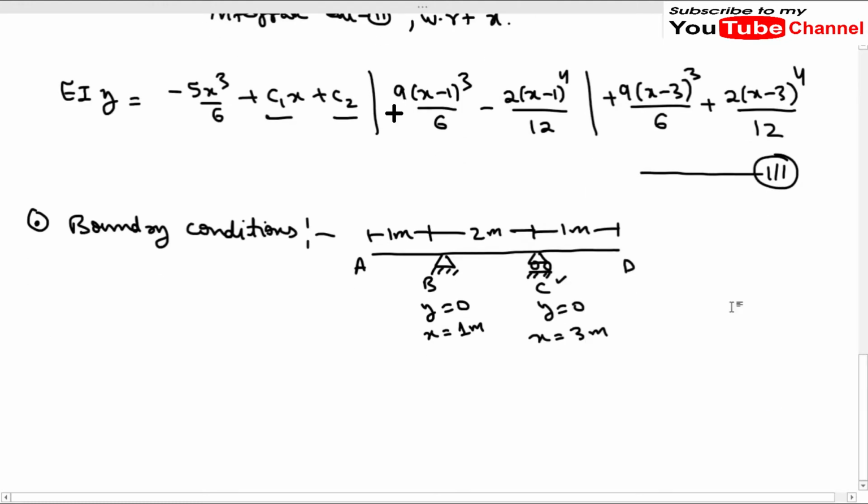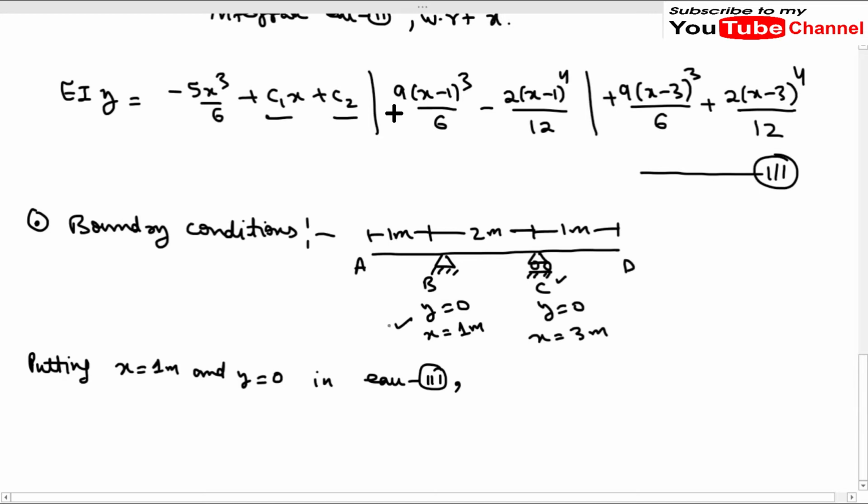Now what I will do, I will just use this first boundary condition. So let me write it here. So putting x equal to 1 meter and y equal to 0 in equation number 3. So this is our equation number 3.